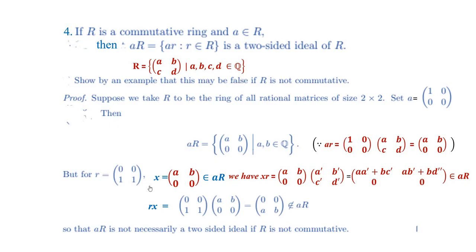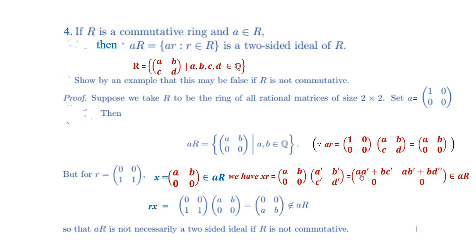Now, we consider x to be this, a, b, 0, 0, in aR. For the first case, you forget about this r; x you take as this. Then r is any arbitrary element from capital R. Because we have used a, b here, we shall take a prime, b prime, c prime, d prime to be any arbitrary element in capital R. So when we compute this x into r, this is what we get.